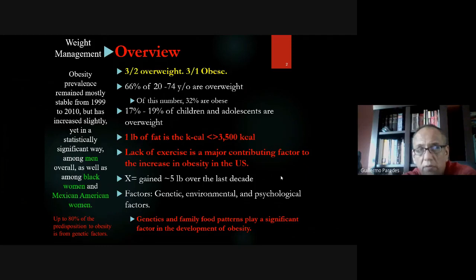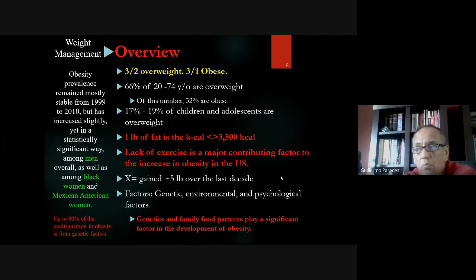So we have 3 to 2 who are overweight. You remember that the BMI is calculated from the weight and the height in meters squared, and we are going to do some calculations. From every 3 persons, 2 are overweight, and from every 3 people, 1 is obese. So obesity is affecting more people, at any age.